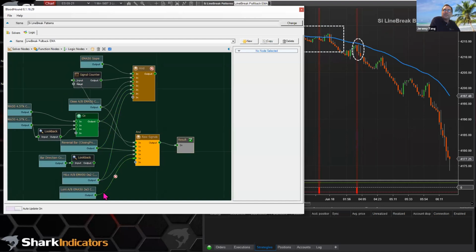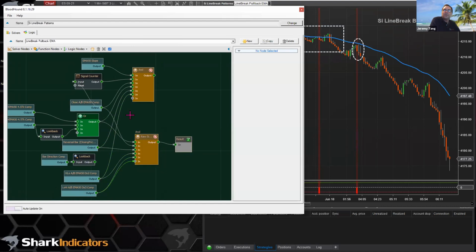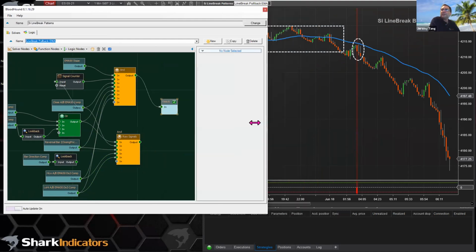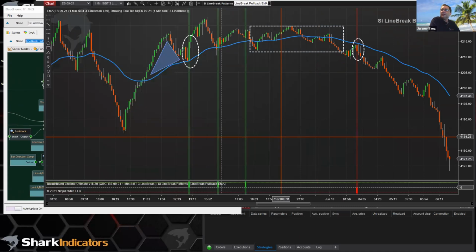And let's see, one more node there. And so now I can flip between, and let's see here.